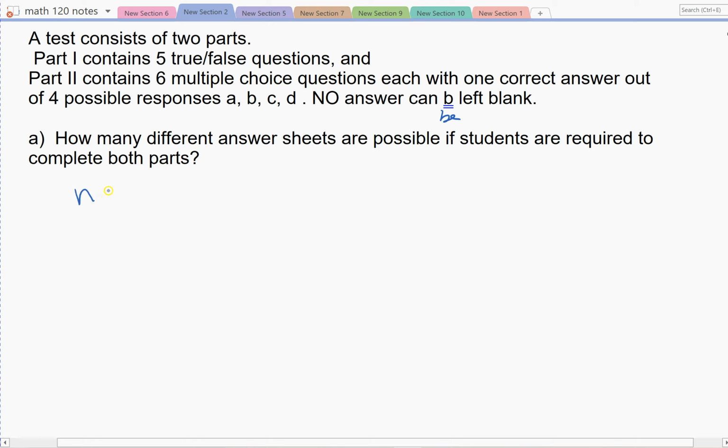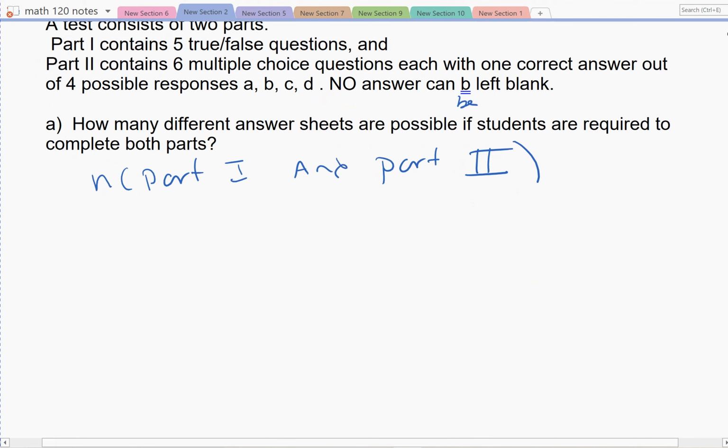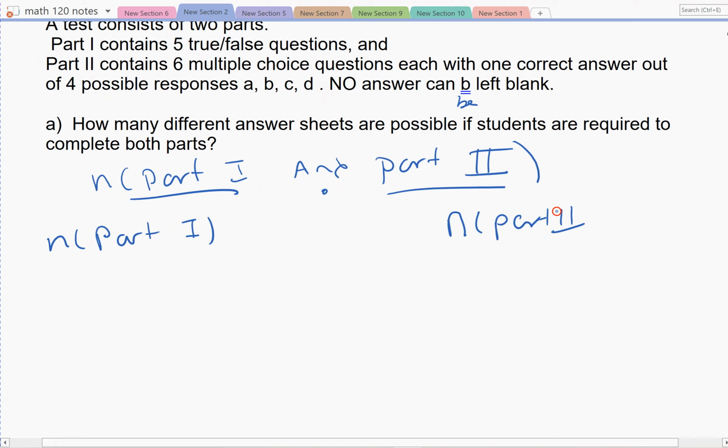So I have to figure out the number of ways to complete part one and the number of ways to complete part two. And so I'm going to have to multiply that. I'm going to split it into the two parts. First I'm going to figure out how many ways to do part one, and then separately I'm going to figure out how many ways to do part two. I'm going to start with part one. Part one was 5 true, false questions, and you have to answer them all.